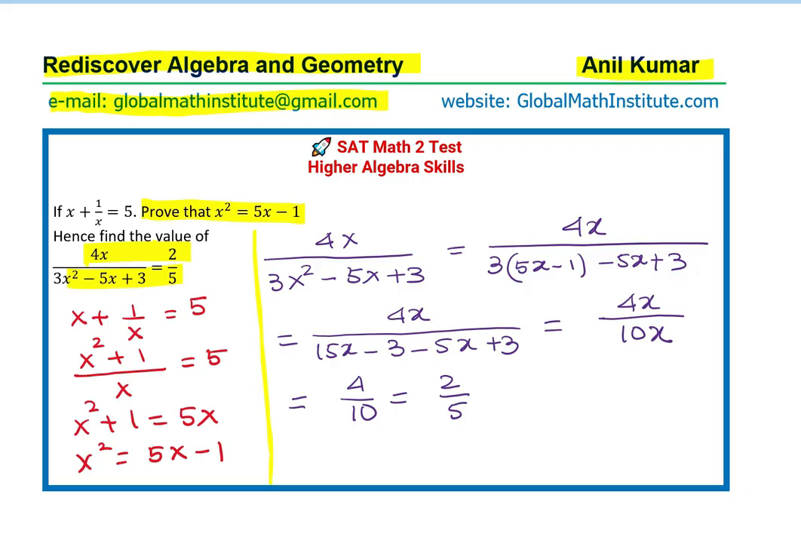Makes sense. Normally in the test, they will straight away tell you to find the value of the expression 4x over 3x squared minus 5x plus 3. Here, we have provided you steps to get to the result and develop creative thinking. That is where our book comes in handy.